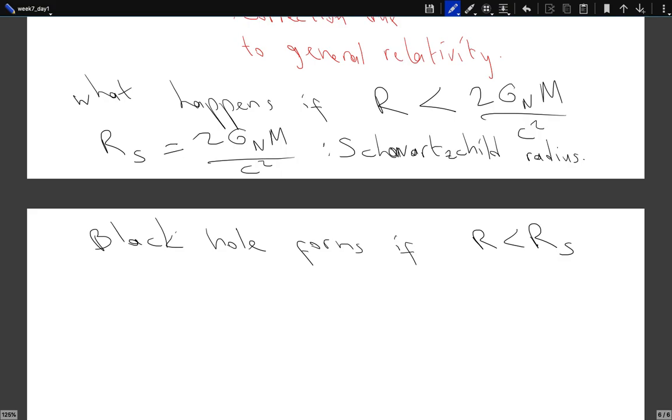Yes, any questions? If the photon can't escape, how is there black hole radiation? That is for later. That is something different. They are not coming from inside the black hole, at least in one interpretation. They are coming from the surface. They are coming from R is equal to Rs.